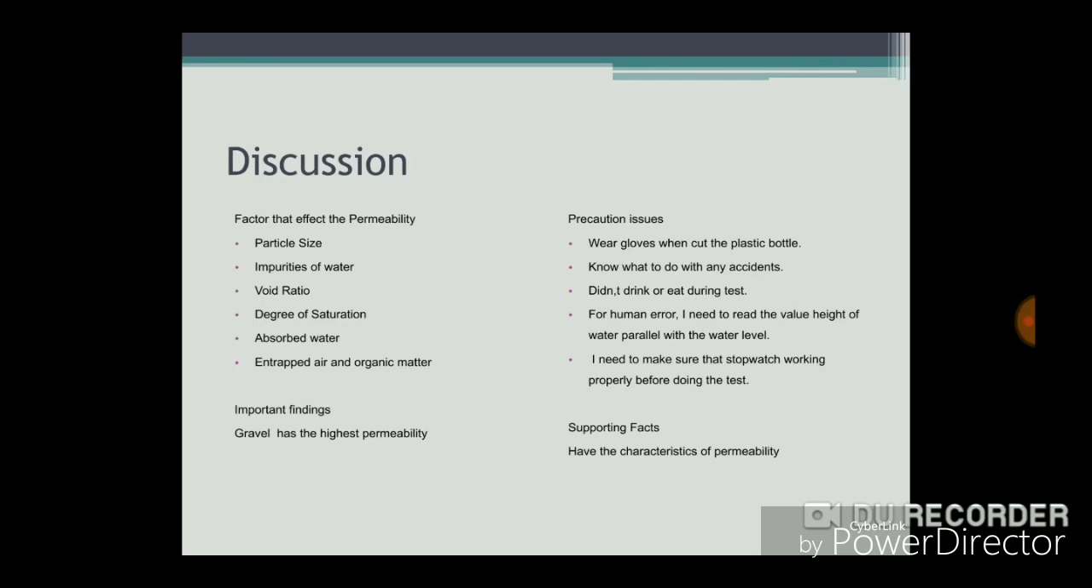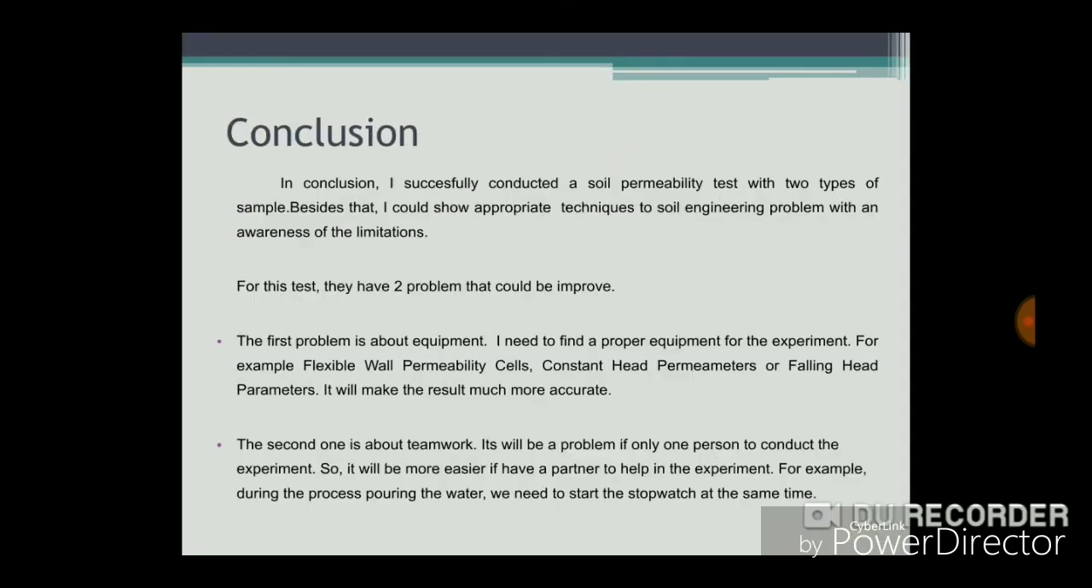For important findings, gravel has the highest permeability, which means it is better than light soil. The supporting facts are the characteristics of permeability: big particle size, high void ratio, and low absorbed water. That is the supporting facts. In conclusion, I successfully conducted a soil permeability test with 2 types of sample. Besides that, I could show appropriate techniques to soil engineering problems with an awareness of their limitations.